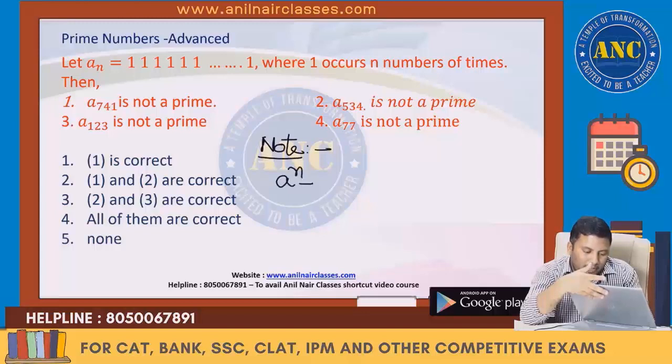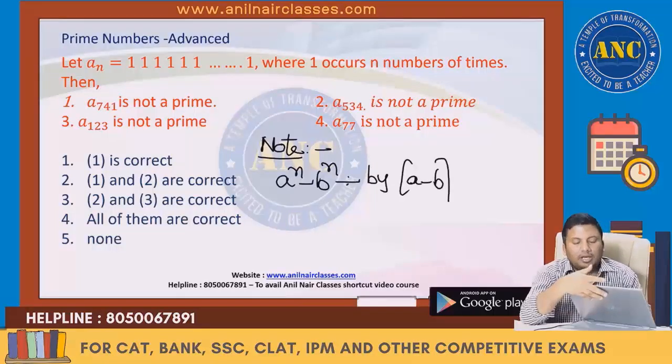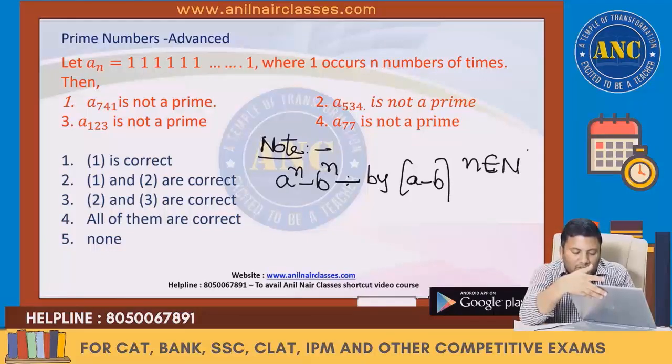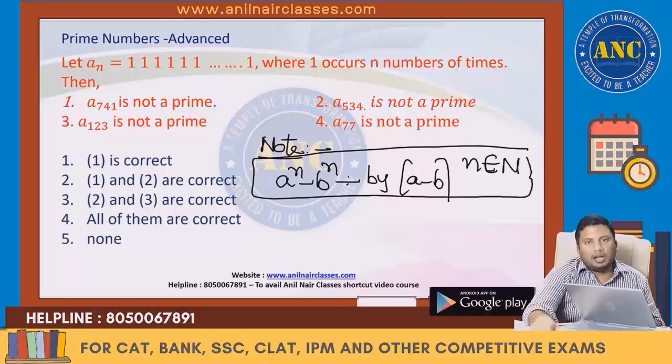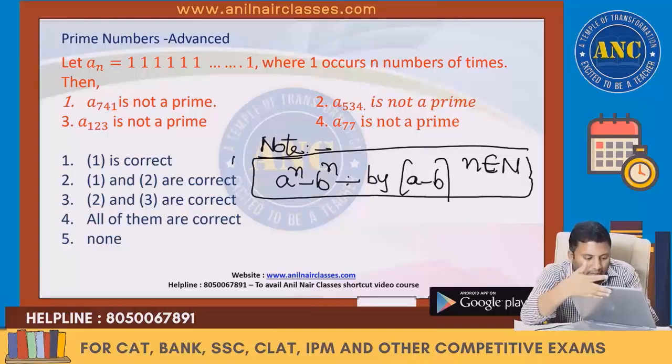A power n minus b power n is always divisible by a minus b if n is a natural number. First key point. Second key point.